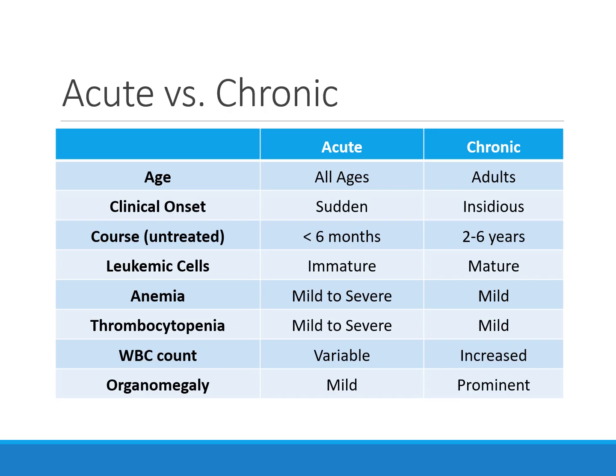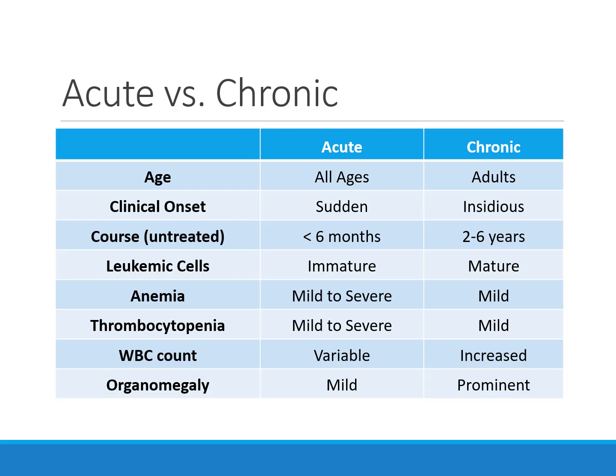Anemia could be mild to severe depending on the aggressiveness of the disease. We're going to see things like thrombocytopenia, and in the case of acute, we're going to see mild to severe thrombocytopenia as well. In acute leukemia, we tend to see a more variable white blood cell count, so it may be either very high or very low, or it may even look normal initially. And then we may have some organomegaly, which just means inflammation or enlargement of the spleen, liver, etc. And that could be mild in acute leukemias.